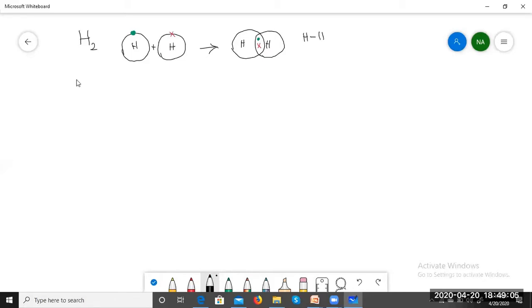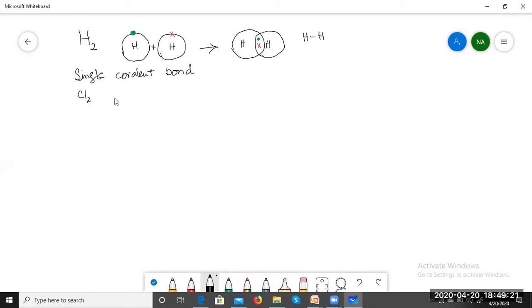What type of bonding is it? It is a single covalent bond. Yes, single covalent bond. Good. Now we are going to draw another structure, that is the chlorine molecule.